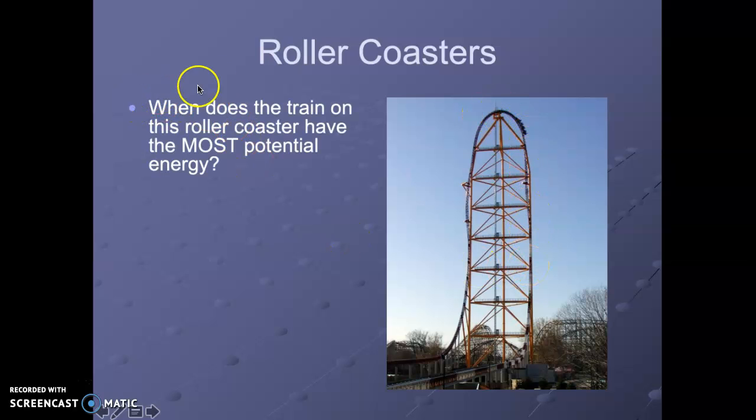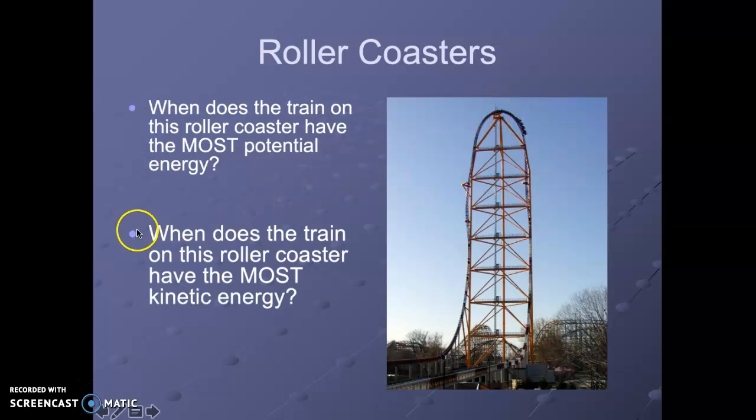So if we look at these two questions, when does the train on this roller coaster have the most potential energy? The answer would be when it's way at this peak. When does the train on this roller coaster have the most kinetic energy? It's actually when it drops way down here to the bottom, because that's where it's going to be going the fastest, right? It's picked up the most speed moving down that track, and it's where all of that potential that was up here has been converted into kinetic when it hits the bottom.